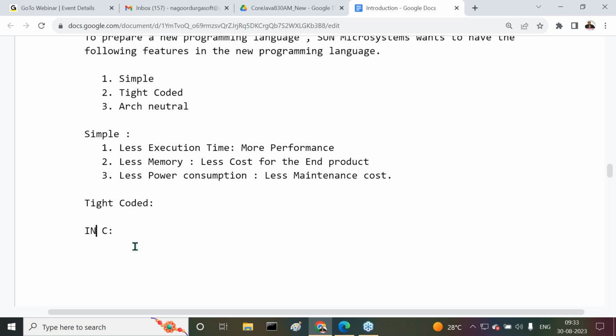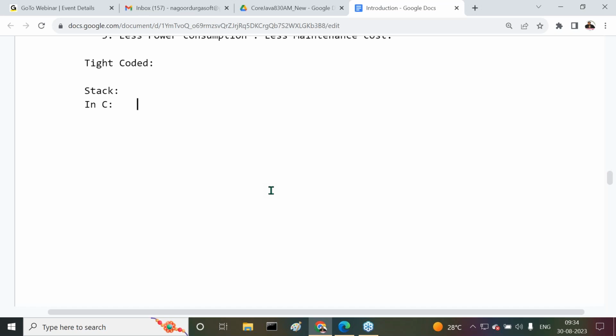In the C programming language, I want to perform stack operations. In general, what operations are available? First one is the push operation. This push operation will take nearly 20 lines of code on average. Second operation is pop. Again, this pop operation may take on average 20 lines of code. Third one is the peek operation. Again, this peek operation will take around 20 lines of code.